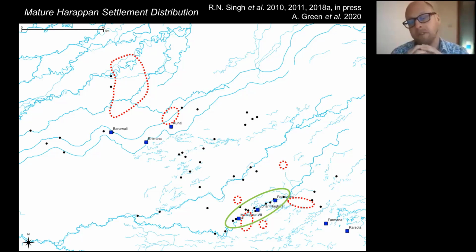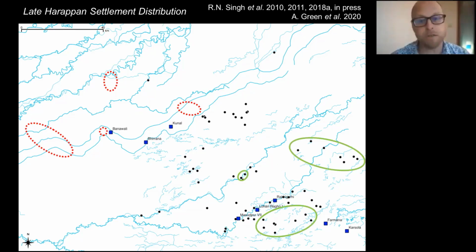And then after the urban period declines, we see a redistribution of settlement into the landscape. What's interesting is that the large urban settlements disappear, but it seems as though populations were living in clusters of settlements, which is something that I know John Alden has commented on in areas of southwestern Iran as a possible mode of living. And it's something that we perhaps are seeing here.